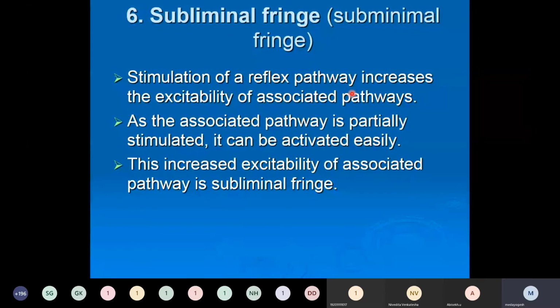Stimulation of a reflex pathway increases the excitability of associated pathways. As the associated pathway is partially stimulated, it can be activated easily. This increased excitability of the associated pathway is subliminal fringe. To simplify it, I'll draw a small diagram.